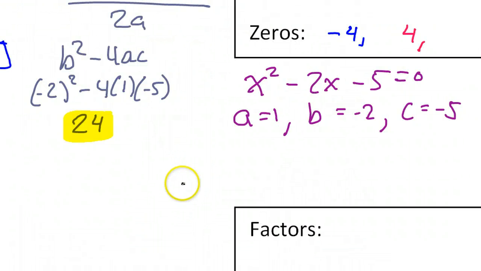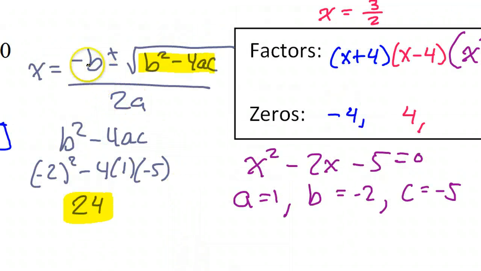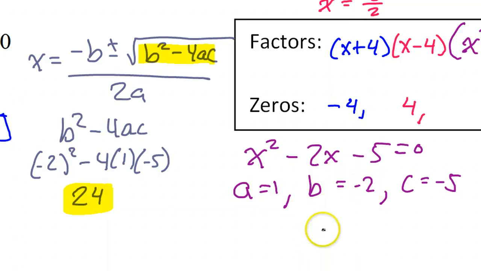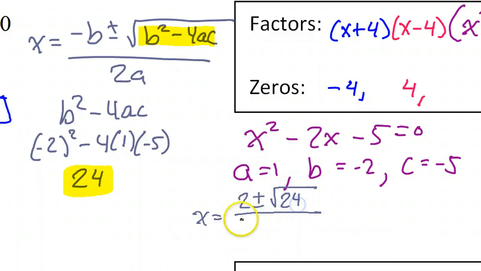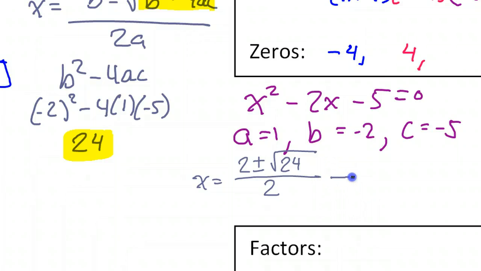Alright, so the quadratic formula: the opposite of b, plus or minus the square root. So b is negative 2, so the opposite of b is going to be positive 2. Then we've got plus or minus the square root, and under the square root is b squared minus 4ac. We just found that that was 24. All over 2a. Well, that's 2 times 1, so that's just 2. Alright, so this is what we have to evaluate.